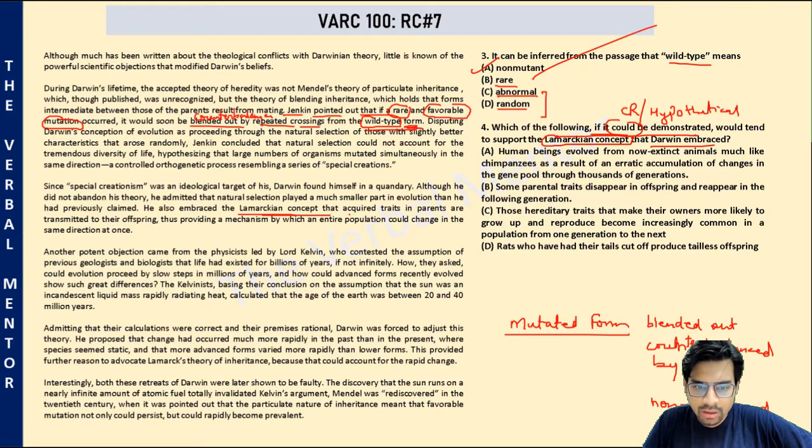third paragraph, acquired traits in parents are transmitted to their offspring. So if I have developed a certain kind of habit as a parent, my kid will also have this habit, whether or not this habit was natural to me. Even if I've acquired that habit over a period of time, and it has become a cultural preference or something like that, my kid can also have that habit. I can transmit that to my offspring, is what the Lamarckian concept says. Thus providing a mechanism by which an entire population could change in the same direction at once.